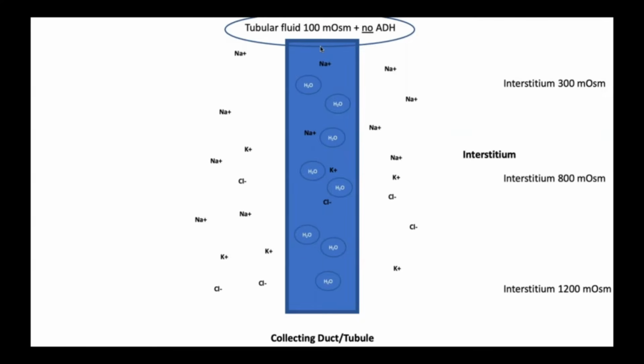So our loop of Henle, right? Remember, it creates hypotonic tubular fluid. So by the time it gets to our collecting duct and collecting tubule, it is hypertonic. But now in this case, we're switching it around. Let's say that there's no ADH.